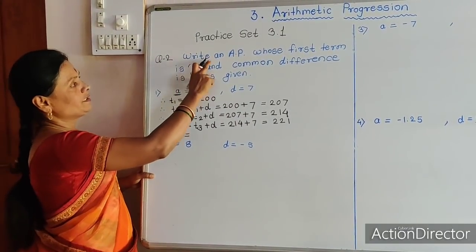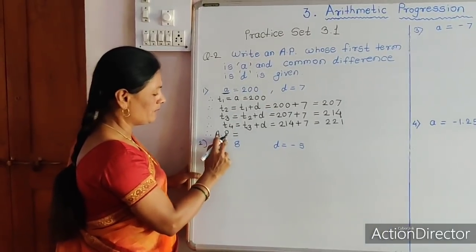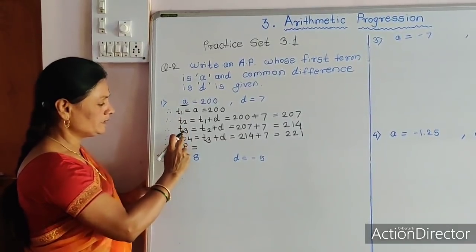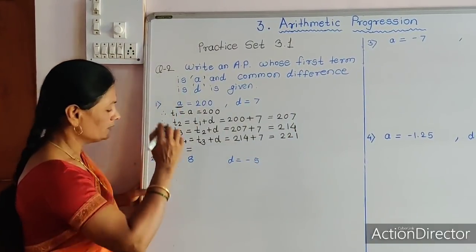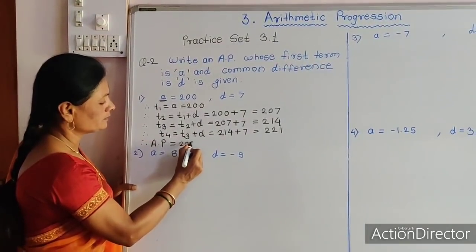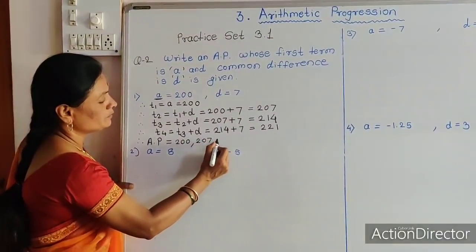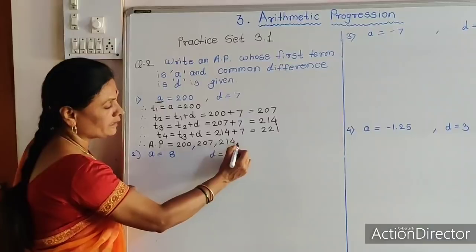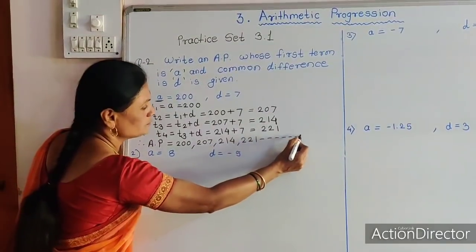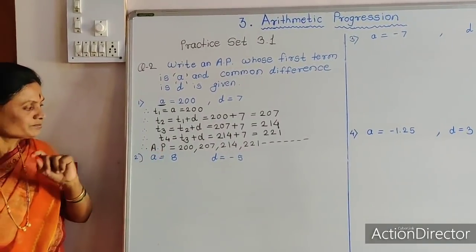We have the question, write an AP. We have to write the AP. AP is equal to T1, T2, T3, T4 and so on. Therefore, AP is equal to 200, 207, 214 and 221 and so on. This is our answer.